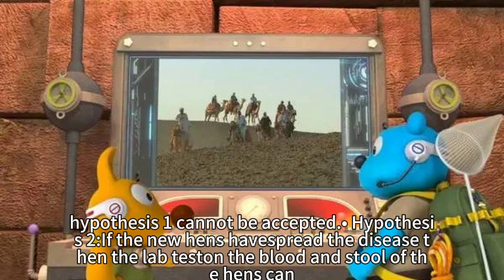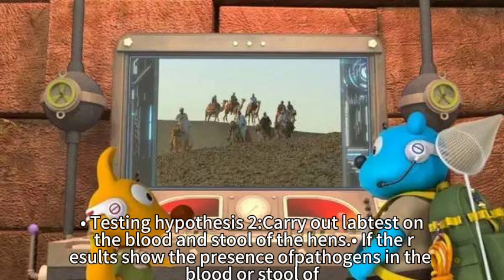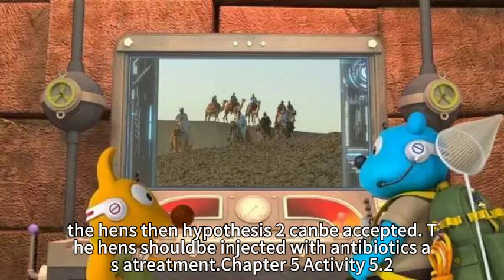Hypothesis 2: If the new hands have spread the disease, then a lab test on the blood and stool of the hands can prove this. Testing Hypothesis 2: Carry out a lab test on the blood and stool of the hands. If the results show the presence of pathogens in the blood or stool of the hands, then Hypothesis 2 can be accepted. The hands should be injected with antibiotics as a treatment.